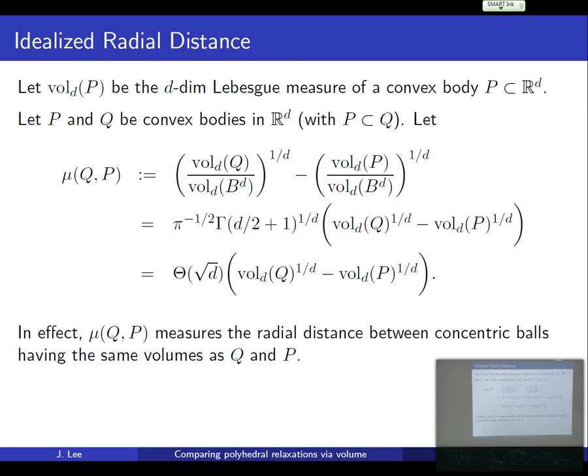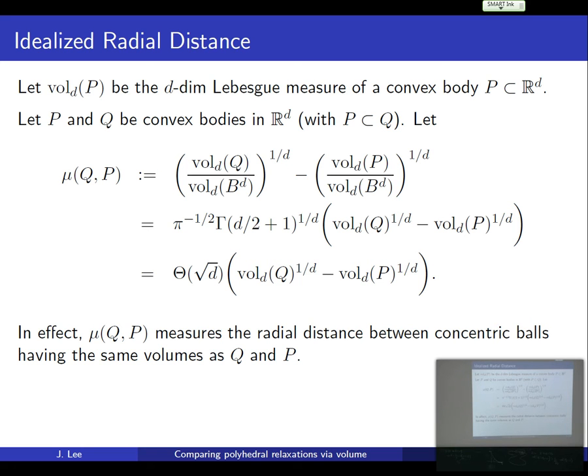But what we do is we take the volumes of the two relaxations and we compare them this way. We normalize by the volume of the unit ball, and we take the dth root and subtract. What this corresponds to, if I have two polytopes, say one contained in the other, is looking at the two balls that have the same volumes and thinking of them as concentric and looking at the radial discrepancy. So it's like objective gap in a way. But it's not really objective gap because I'm not integrating over all possible linear objective functions, for example, but it's in the units of objective gap.